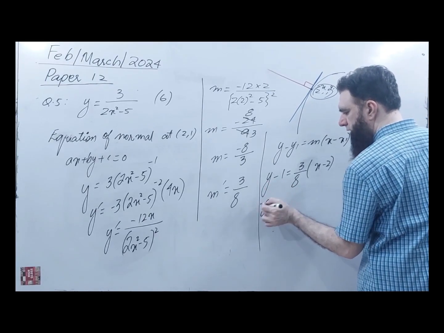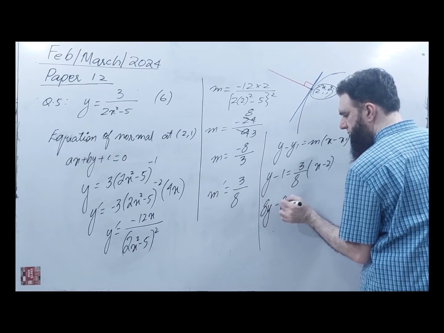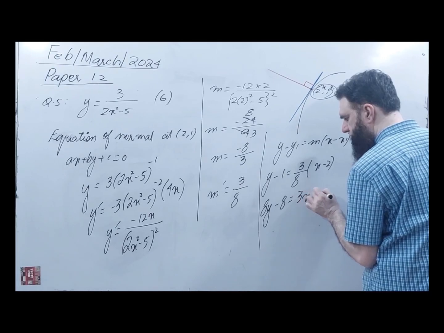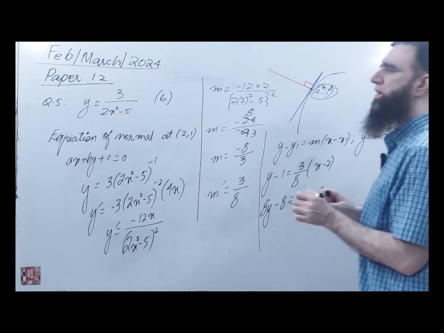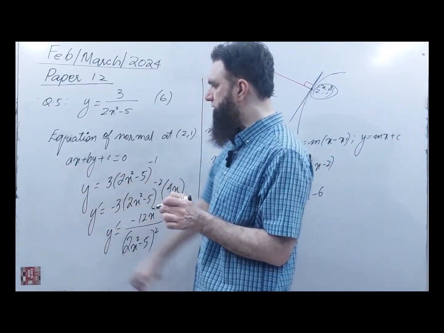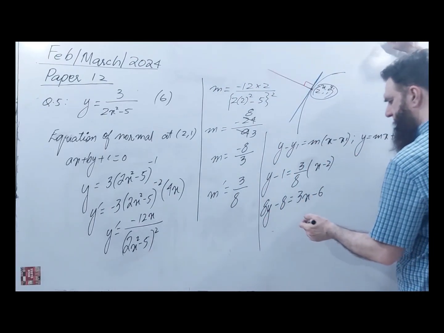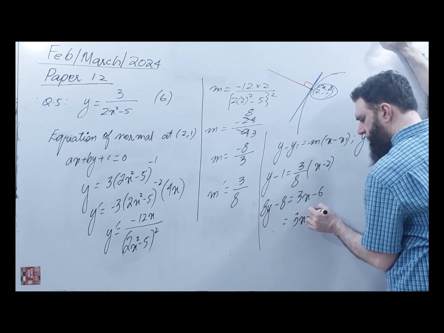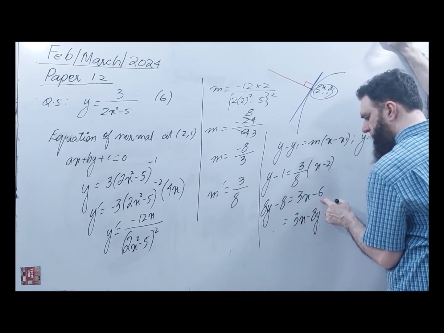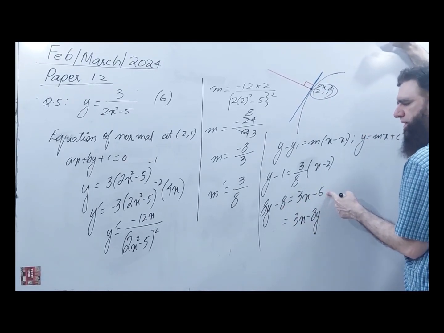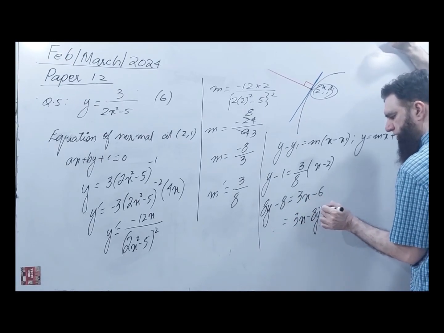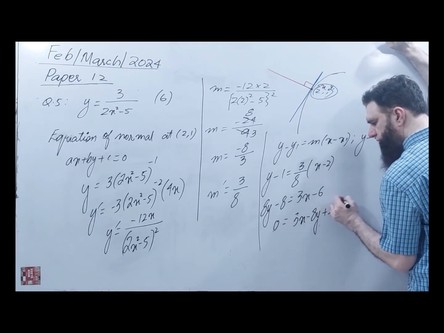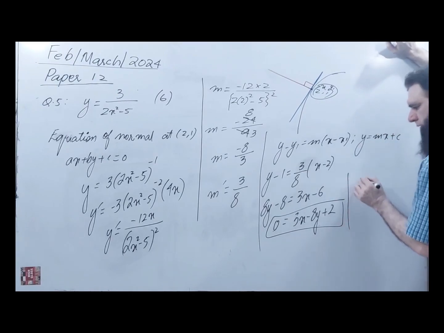The 8 goes there, it's 8y minus 8. This is 3x minus 6. You see, you have to find the equation by keeping the coefficient of x positive. You can make it negative, but take y here. 3x positive, 8y comes here, it becomes negative. Minus 6 is already there, 8 comes here, becomes plus. So 3x minus 8y minus 6 plus 8, that is plus 2, is equal to 0. This is the required equation.